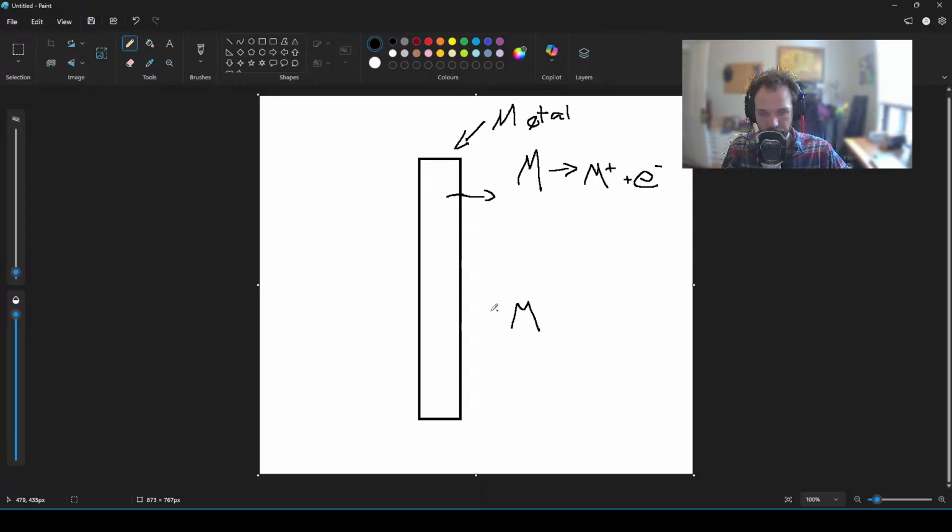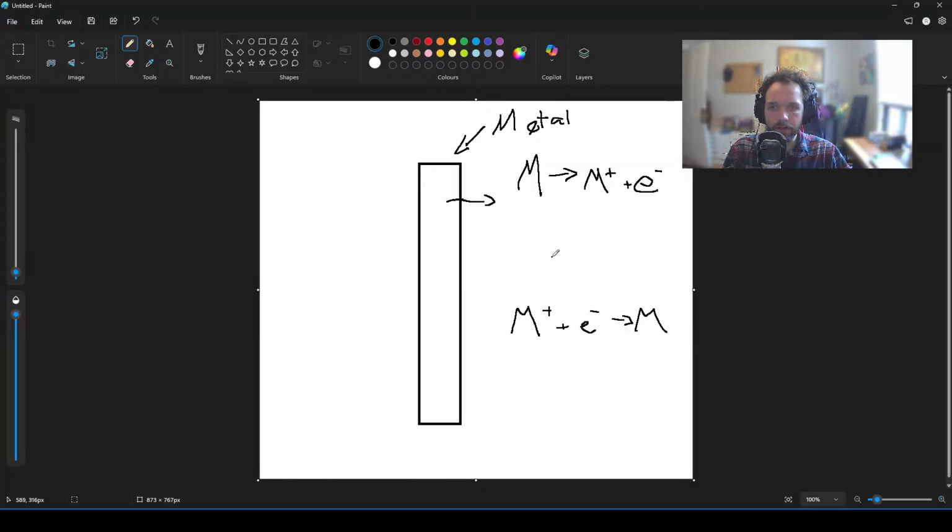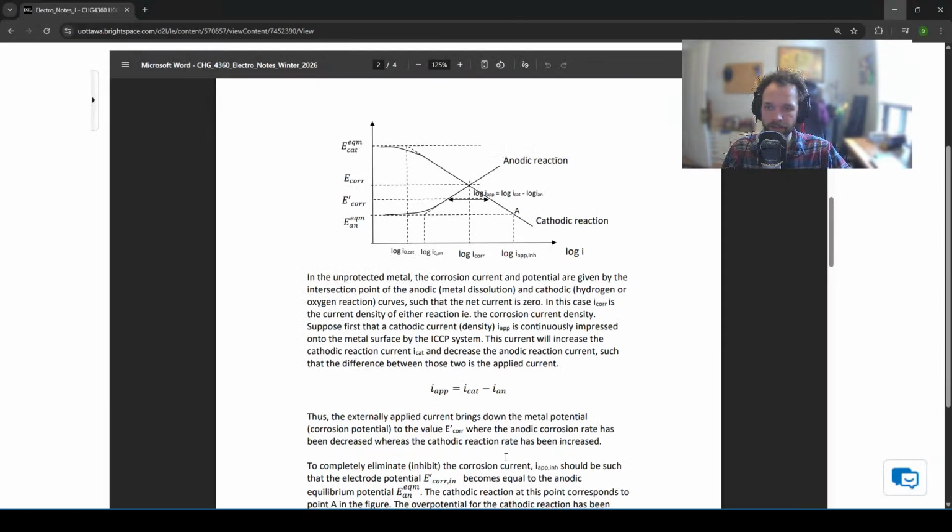And so then we have our reduction reaction, which is where we have an ion plus a metal. And that creates the regular metal. So which one is current in? Which one's current out? Either way, I don't think it really matters.